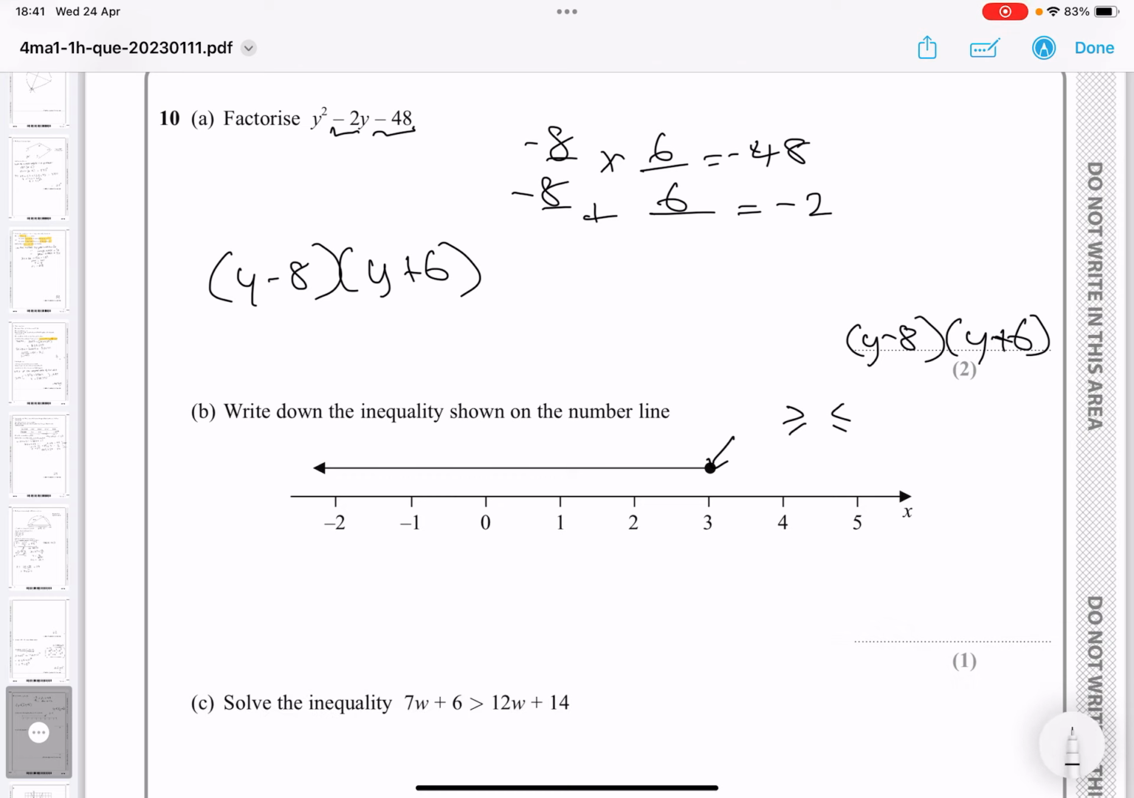Now, here we have x, and all these values are less than 3. So it's going to be x is less than or equal to 3. Okay, it's going to be x is less than or equal to 3.